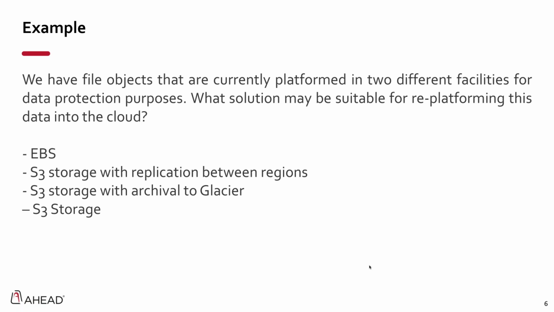It might be Glacier, right? That could happen. S3 storage with replication between regions. Okay, that's kind of complicated. Well, what's the ask? Okay, currently they have these file objects that are platformed in 2 different facilities. Okay. So let's take that to an AWS construct. What are 2 different facilities? I would say those would be availability zones in a region.